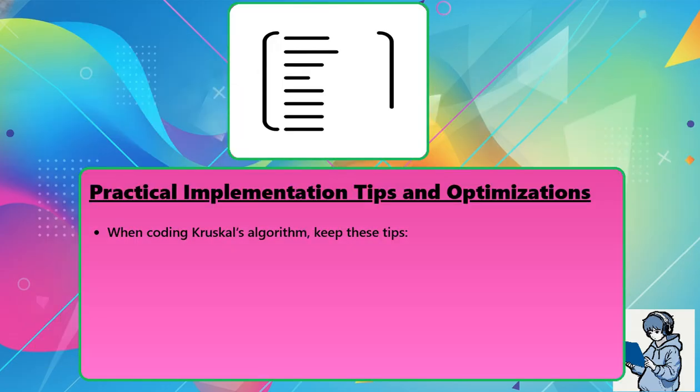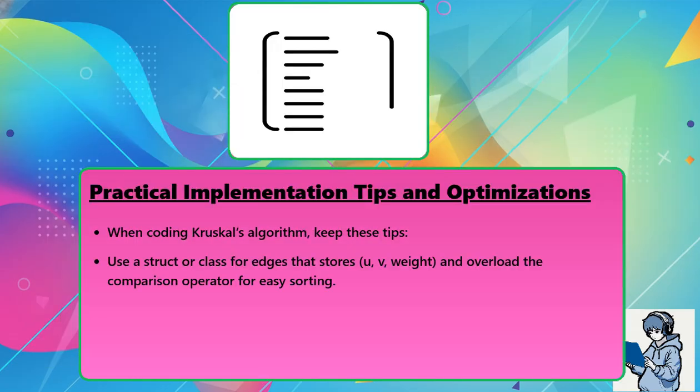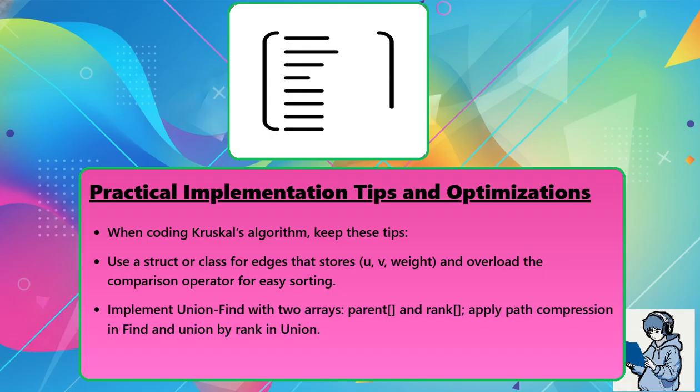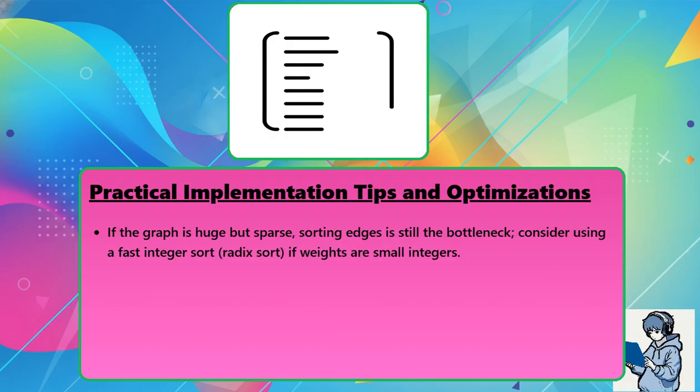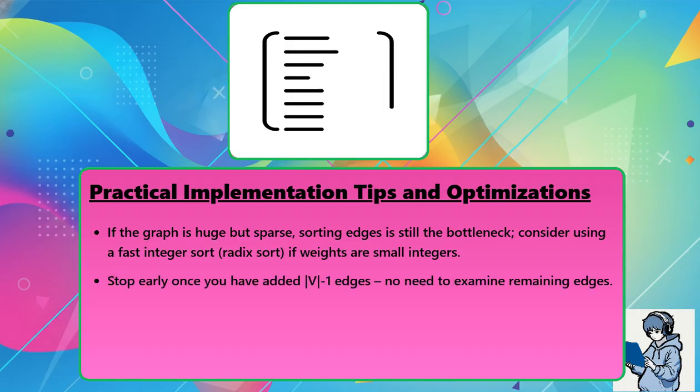When coding Kruskal's algorithm, keep these tips. Use a struct or class for edges that stores u, v, weight, and overload the comparison operator for easy sorting. Implement union find with two arrays, parent and rank, applying path compression in find and union by rank in union. If the graph is huge but sparse, sorting edges is still the bottleneck, so consider using a fast integer sort, radix sort, if weights are small integers. Stop early once you have added V minus 1 edges, no need to examine remaining edges.